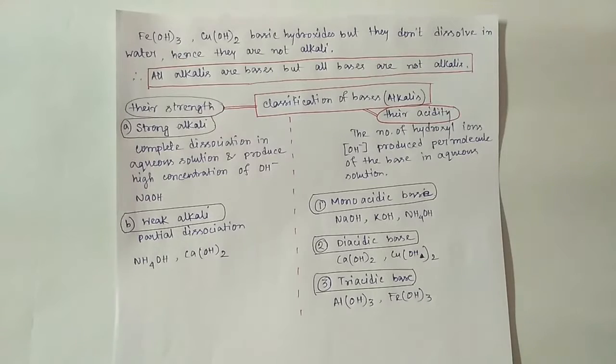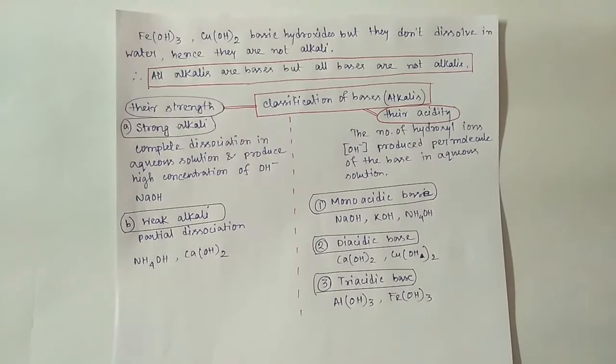Again, weak alkalis are those that generally dissociate partially in aqueous solution. For example, NH4OH, ammonium hydroxide, and Ca(OH)2, calcium hydroxide, partially dissociate in aqueous solution, and thus they are weak alkalis because they produce a low concentration of hydroxyl ions.